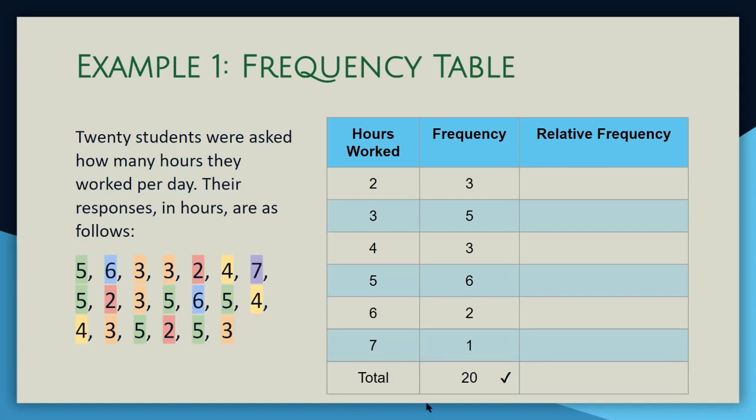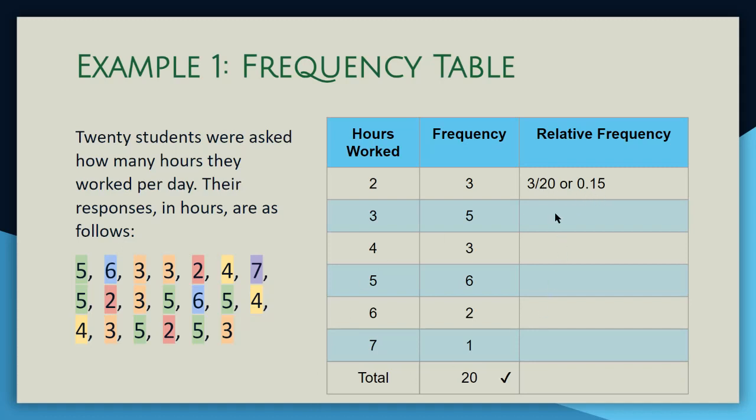I'm going to add a row for the total, and I'm doing this because I know for that last column, relative frequency, I need to know what the total is. So remember, relative frequency is the ratio or fraction of the frequency for that value divided by the total frequency. So for our hours worked 2, my class frequency was 3, my total frequency was 20, so my relative frequency is 3 over 20, or 0.15.